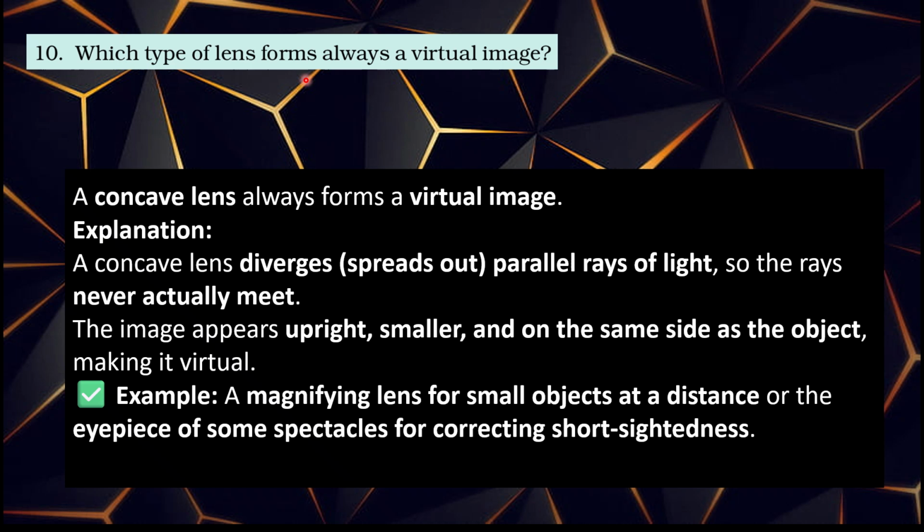10th one, which type of lens always forms an erect image? A concave lens always forms an erect image. Explanation: a concave lens diverges, spreads out, the parallel rays of light, so the rays never actually meet. The image appears upright, smaller, and on the same side as the object, making it virtual. Example: the magnifying lens for small objects at a distance, or the eyepiece of some spectacles for correcting short-sightedness.